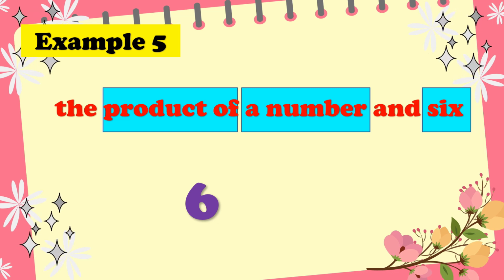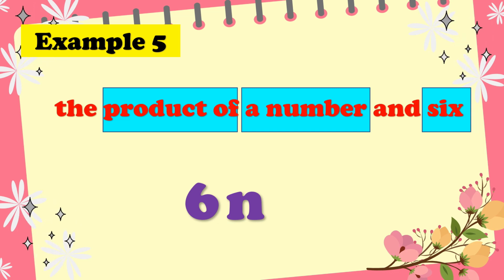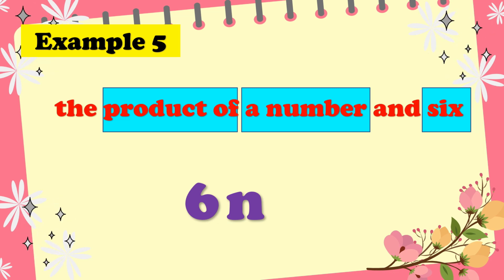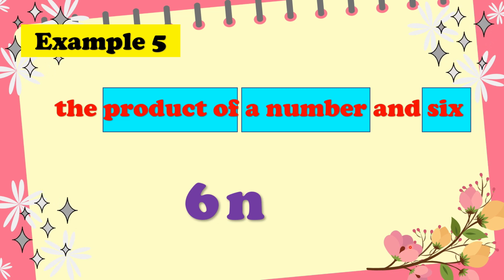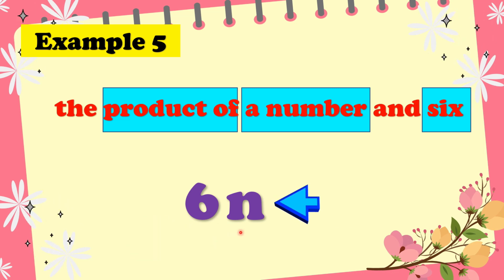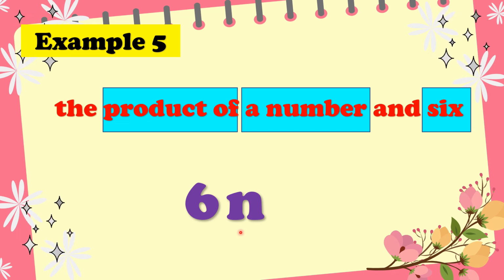Bakit kaya inuna kong sinulat yung 6 bago yung n? Kapag multiplication, sumusunod to sa commutative property. So, any order pwede. But, customarily kasi, inuuna nating isulat yung known quantity bago yung unknown quantity. Lalo na kapag tayo ay gumagawa ng algebraic expression.